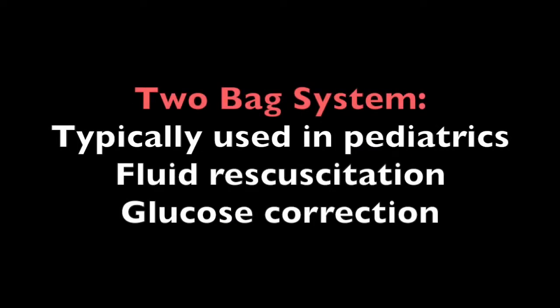To treat DKA, a two-bag system is typically used. The two-bag system is most commonly used in pediatric patients. Although adults may also be treated with the two-bag system, it is not the standard of practice. The purpose of the two-bag system is to provide fluid resuscitation and also glucose correction. The two main fluids used are normal saline with electrolytes and D10 with electrolytes as well.